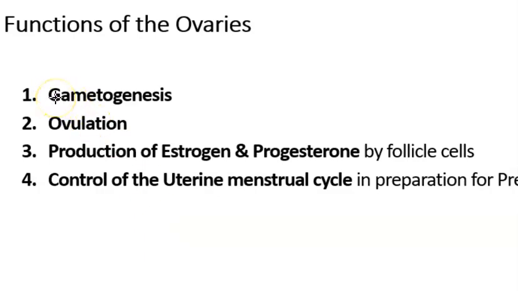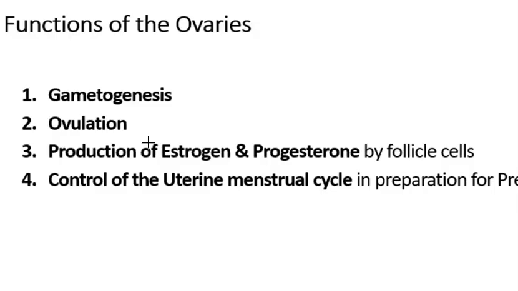One function you're familiar with already because we talked about it in lab, and that's formation of a gamete, gametogenesis. That gamete also has to be released so that it can find a sperm and travel to the uterus if the gamete's fertilized. The release of the gamete is called ovulation. So two major functions to begin with: making a gamete and ovulating that gamete. And then a third function is to produce estrogen and progesterone.